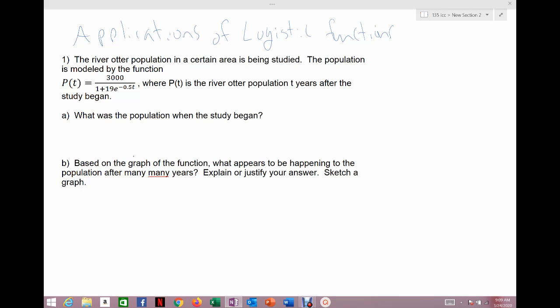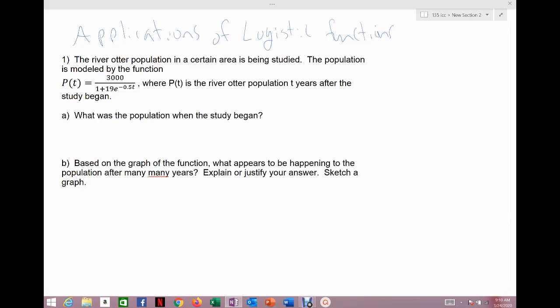We've got a river otter population in an area being studied. The population is modeled by a logistic curve, and most populations are. Usually they start out growing fairly fast, then they start to slow down, and then eventually they taper off due to space, resources, and other things. There's only a limit to how many people, or in this case otters, can live in this particular region. Again, it's a specific area.